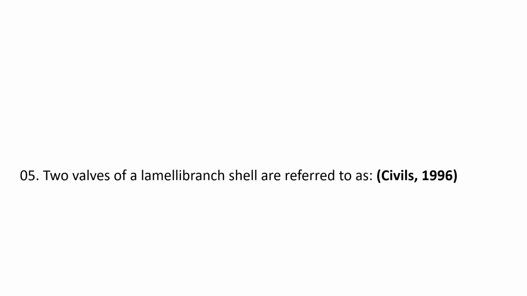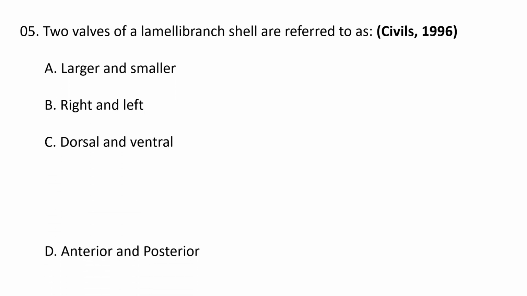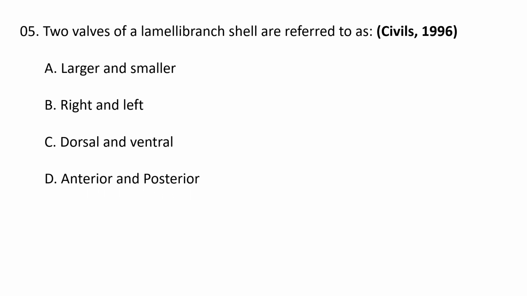Next question. Two walls of a lamellibranch shell are referred to as A. Larger and smaller, B. Right and left, C. Dorsal and ventral, D. Anterior and posterior. The two walls of a lamellibranch shell are known as right and left. Lamellibranchs are also known as bivalves.